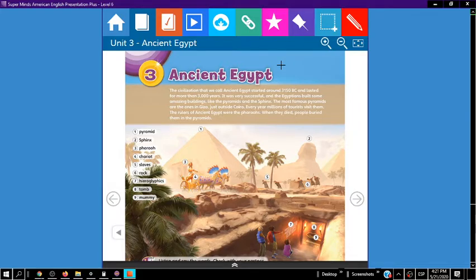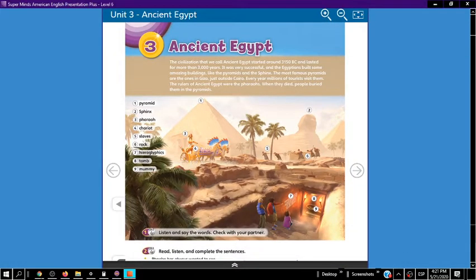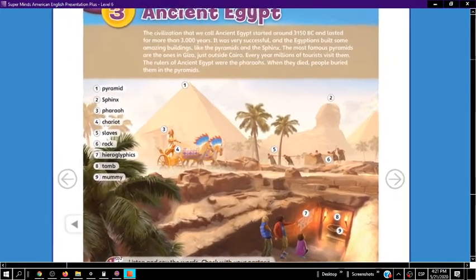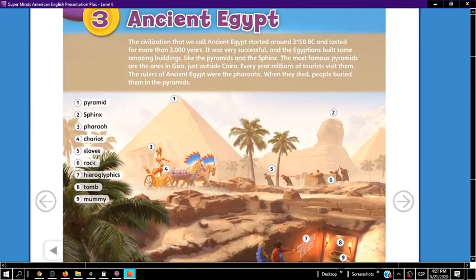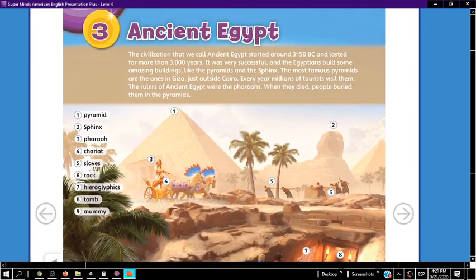This unit is going to be dealing with quite a bit of new vocabulary, a completely new grammar concept, and a whole new adventure. So we're going to start off by reading the paragraph that's on the top of the screen on page 34. So open up your Let's Talk books, your Super Minds books to page 34, and let's read that paragraph together. It says, Ancient Egypt.